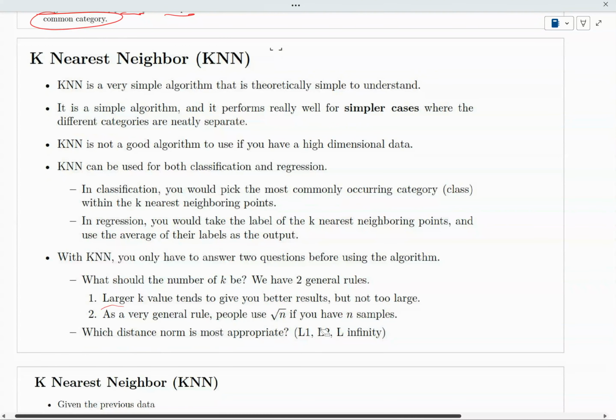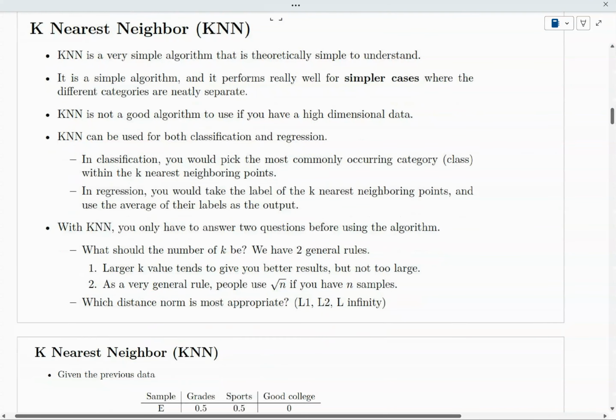And the second one is, which distance norm should we pick? When we measure the distance between points, should we do L1, L2, L infinity? Those are the design decisions you will have to make before you perform k nearest neighbor. Most of the time, though, we use the L2 norm.